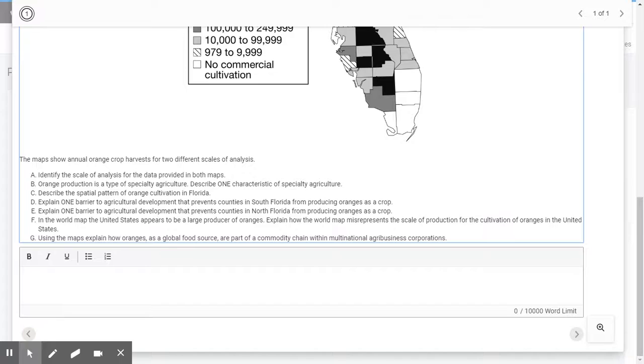You could even use a specific example like Dole as an orange juice provider, Sunkist. Oh, what else is there? Minute Maid, Tropicana. You can use those. The more you show the reader that you know it, the better chance you're going to get the point.